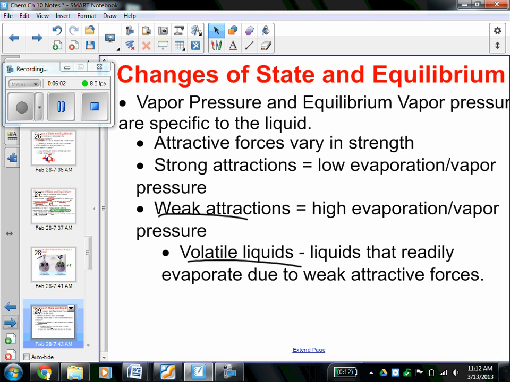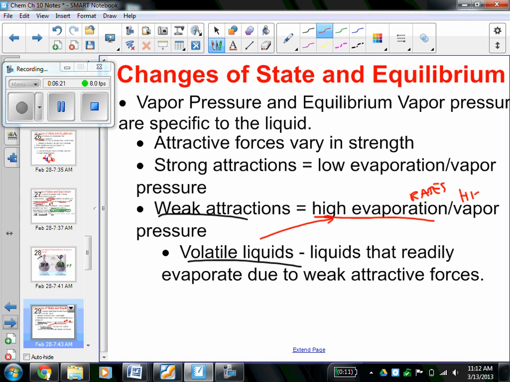And everyone thinks volatility is the amount of how much it'll explode. It's related, but in this case, volatile is just liquids that readily evaporate due to weak attractive forces. So volatile liquids will have high evaporation rates and high vapor pressures. Okay?